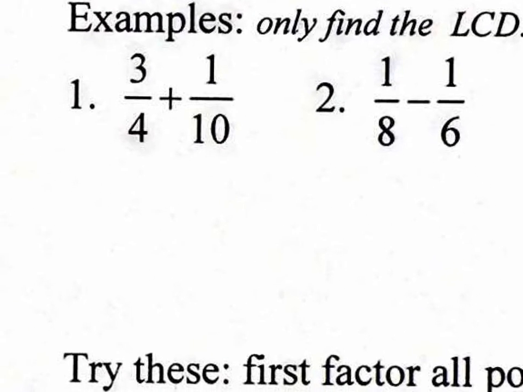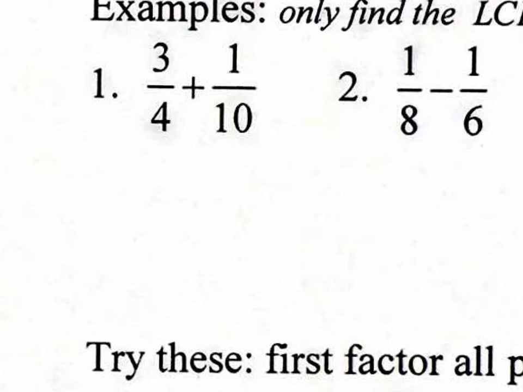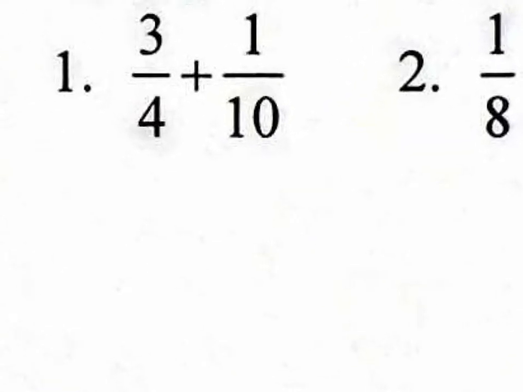Now, what's the LCD of number 1 right here? Could the common denominator be 40? Yes, the common denominator could be 40. But there's a better number, the LCD, what's that? 20. Now, I already know that you go through the thought process and say, okay, 10 times 2 is 20, and 4 times 5 is 20, so my LCD is 20.